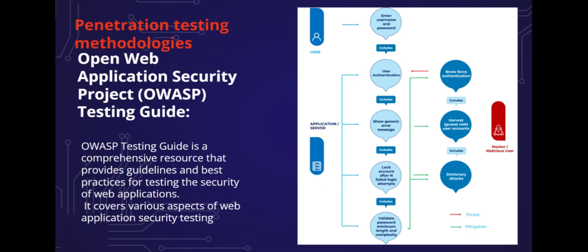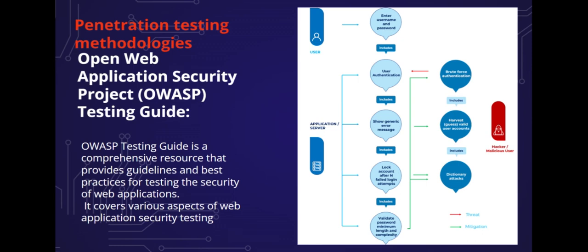It usually covers various aspects of web application security testing, including authentication, authorization, input validation, session management also, and error handling. The OWASP testing guide emphasizes the importance of identifying common security vulnerabilities and mitigating risks in the web applications.